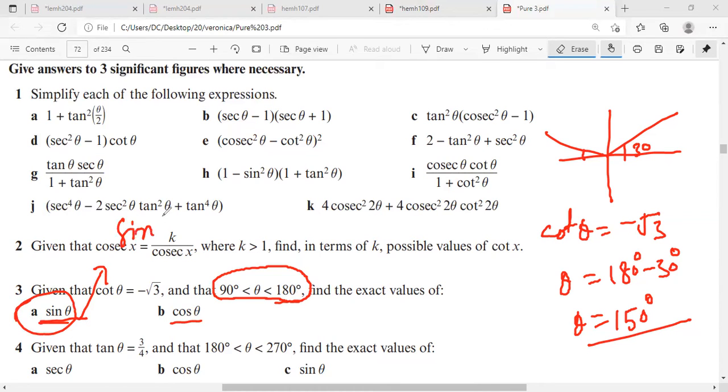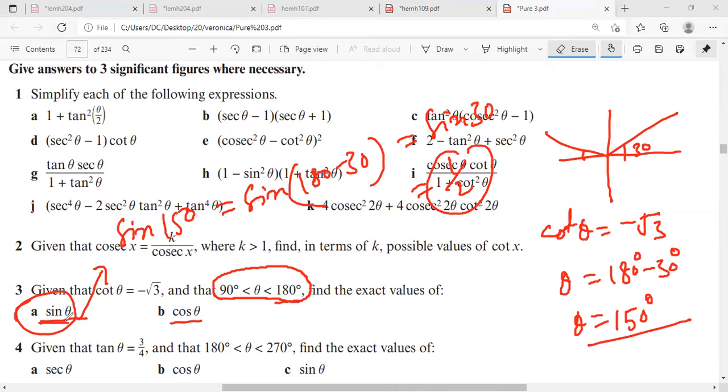Sine of 150 can be written as sine of 180 minus 30, and sine of 180 minus theta is the same as sine theta, which would be sine 30. And what is sine 30? The value of sine 30 is 1 by 2. Also, if a calculator is allowed, you can directly put this value in the calculator and find sine 30 would be half. Means sine 150 would be half.